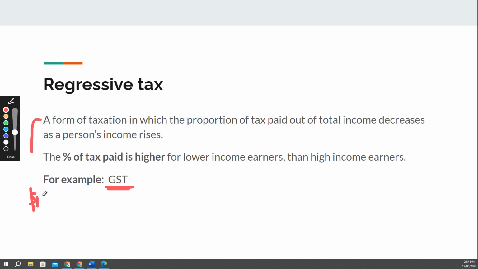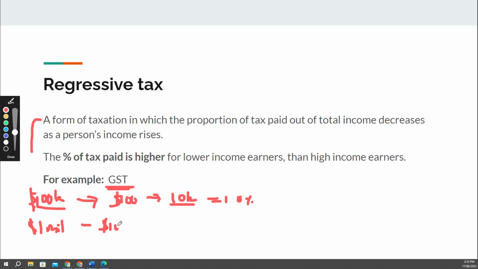Now, if we take that $100,000 family that earned $100,000 in a year and they spent all that money into the economy, so they spent $100,000, they will pay the 10% GST, which is $10,000 or 10%. Now, if we took the family that earned $1 million but spent the same amount, so still only spent that $100,000, well, they will also pay $10,000, but $10,000 as a percentage of $1 million is only 1%.